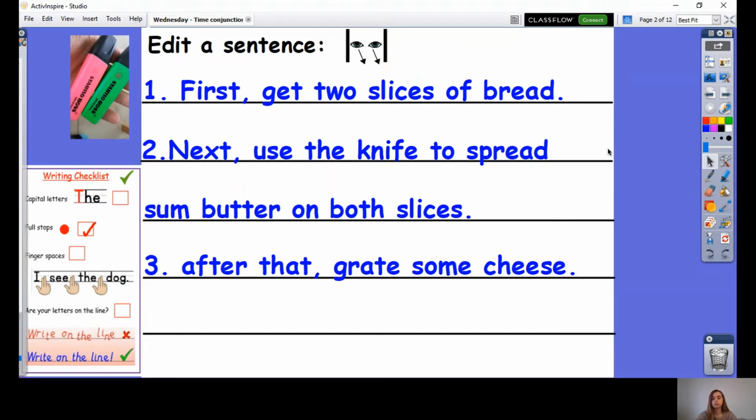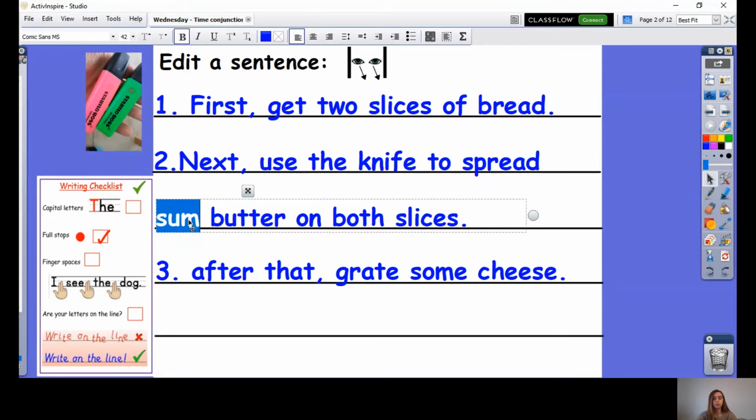What other mistake have you spotted? Well done. In our second sentence, next use the knife to spread some butter on both slices. Some is spelled wrong. Now that's a tricky red word. Can you tell me how to spell some? Fantastic. It sounds like but actually it's a tricky red word and it's S-O-M-E. Well done for getting that tricky red word.